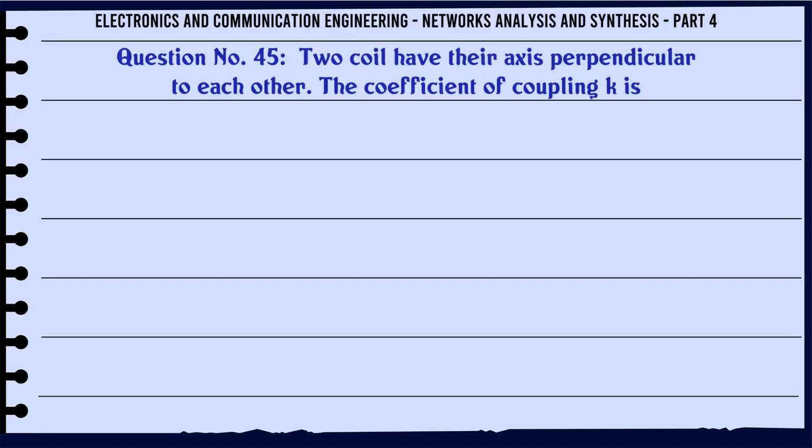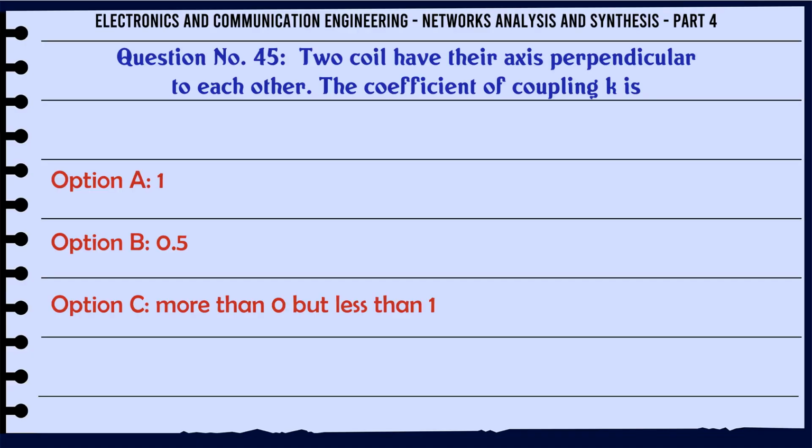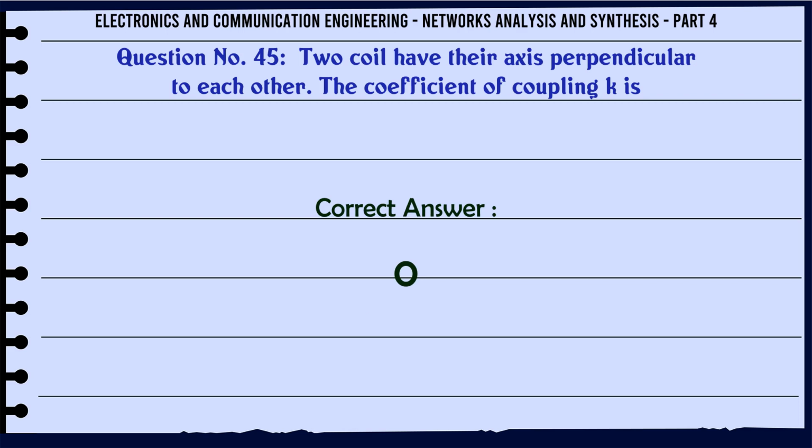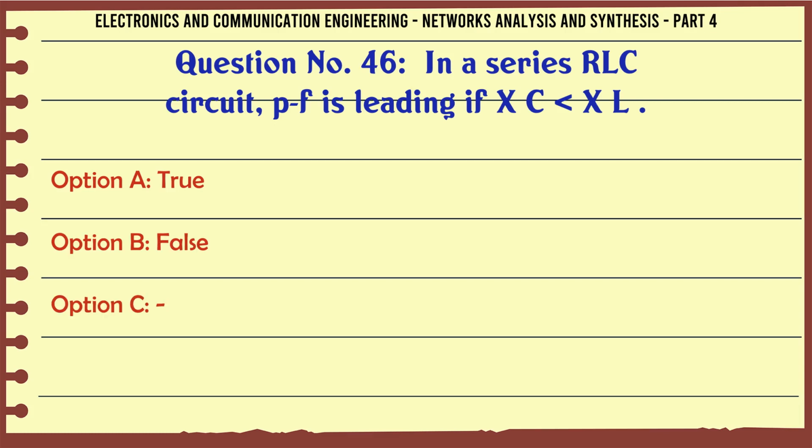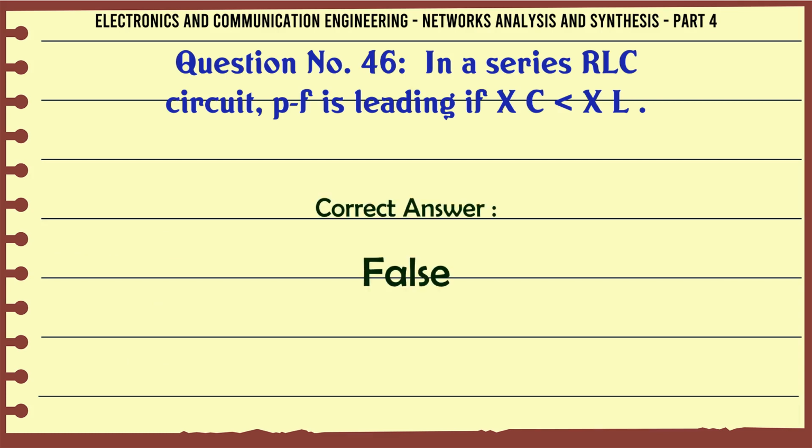Two coils have their axes perpendicular to each other. The coefficient of coupling K is A 1, B 0.5, C more than 0 but less than 1, D 0. The correct answer is 0. In a series RLC circuit, PF is leading if XC > XL. A true, B false. The correct answer is false.